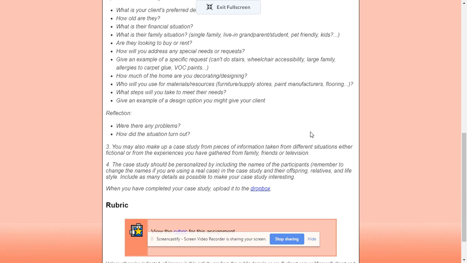Or maybe you want to talk to a friend or family member that had a decorator in and see what their experience was. Make sure you personalize it by including names of participants, change the names if you're using a real case, and make it as believable as possible. When you're finished, upload it to the Dropbox, and you're going to move on to Unit 4.